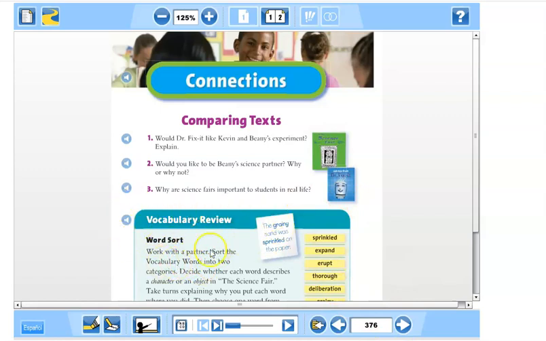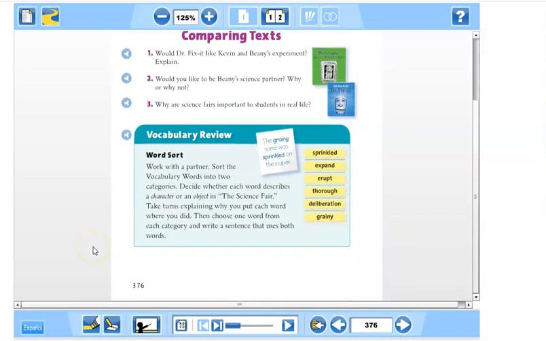So we're going to go down to your vocabulary review, and we have a word sort. Right here it says work with a partner, so you're going to be working with your family. Sort the vocabulary words into 2 categories. You want to decide whether each word describes a character or an object in the science fair. Take turns explaining why you put each word where you did. Then choose one word from each category and write it in a sentence, or you could just use it in a sentence that uses both those words. Okay.